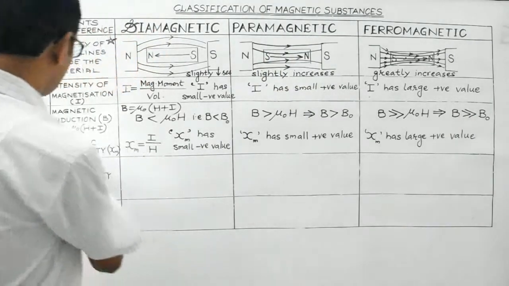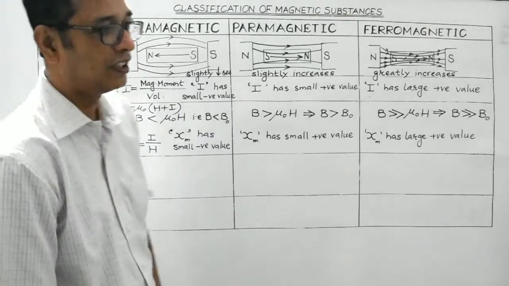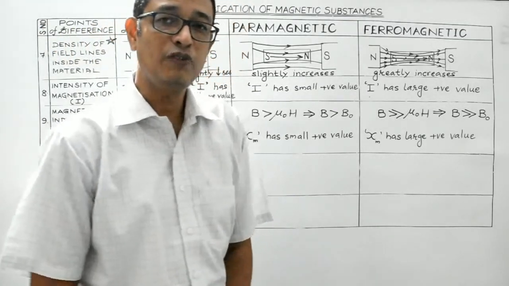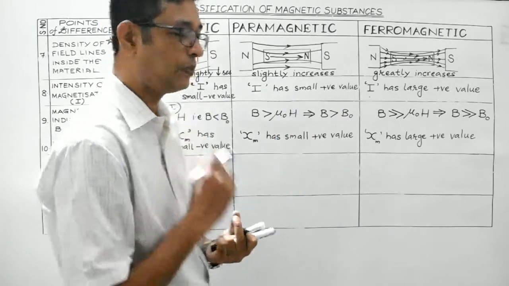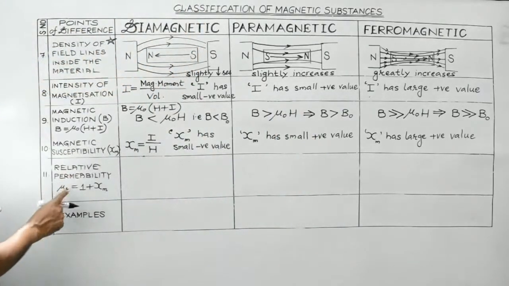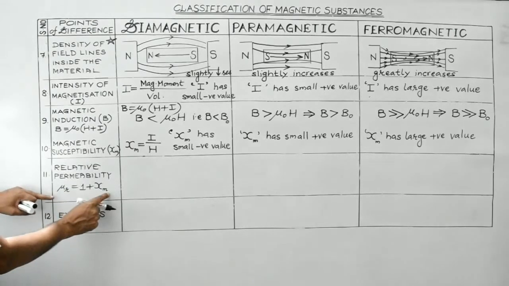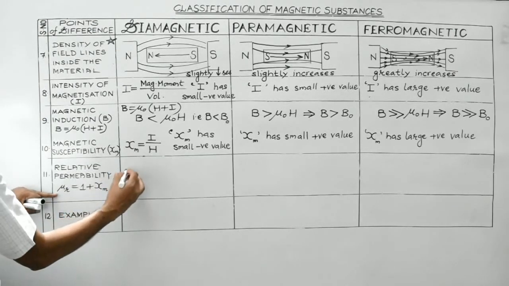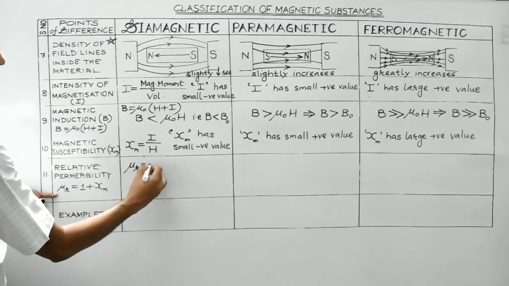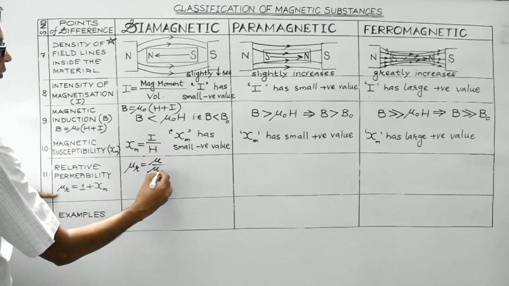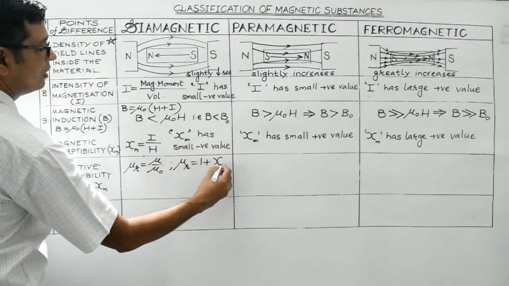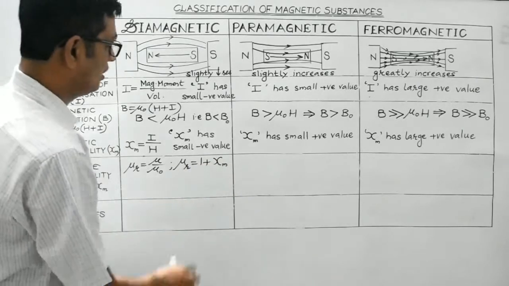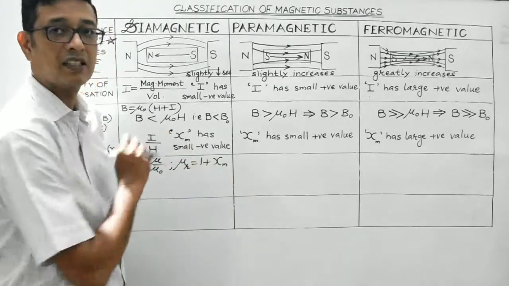Now let's consider the relative permeability. As you are aware, it's defined as the ratio of the permeability of the substance to the permeability of free space, isn't it? So, mu r is equal to mu divided by mu naught. And this is the formula: mu r is equal to 1 plus chi m. This is the relationship between the relative permeability and the magnetic susceptibility.